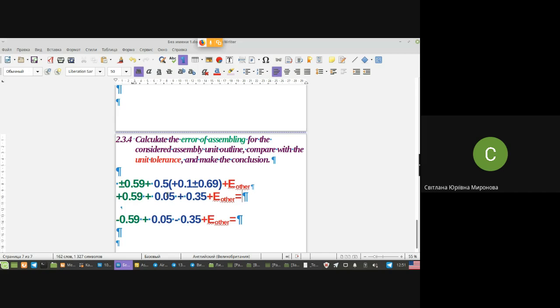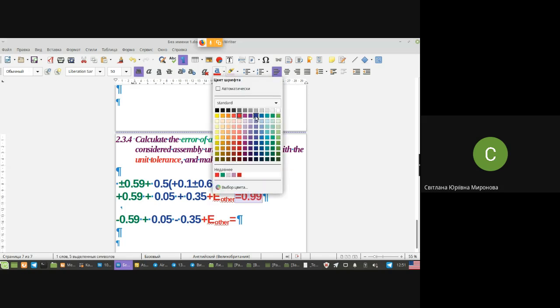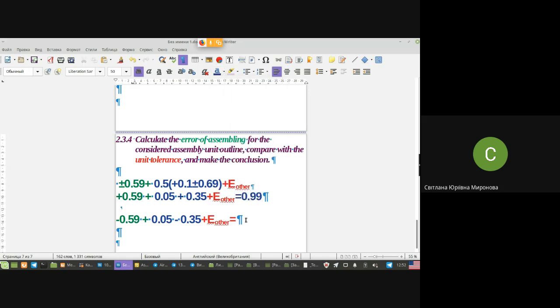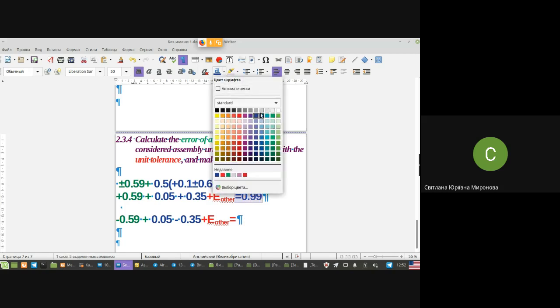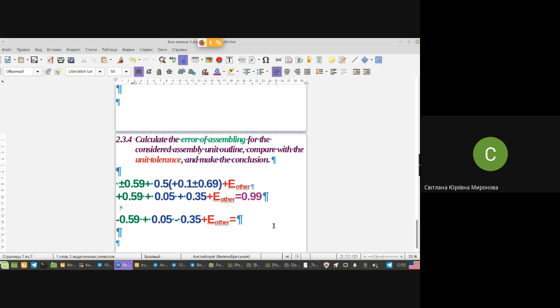What is it equal to? Look, Z1 is 0.4 in this place. And here 59, it means that we have 0.99. Not red one. Some another way, some color. No. 0.99. What about this place?